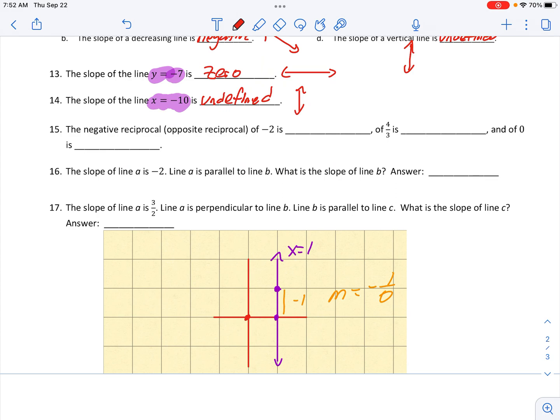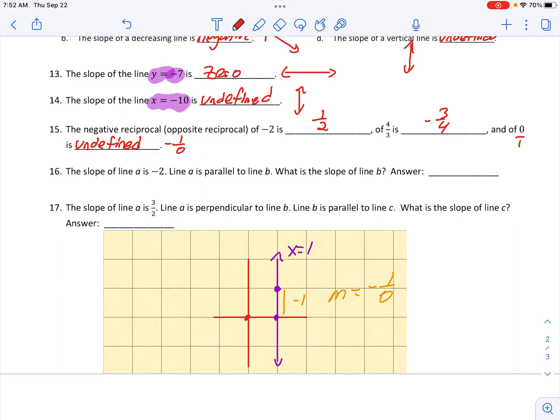The negative reciprocal, or opposite reciprocal of -2 is change the sign and flip it. 4/3 is -3/4. And 0, kind of the tricky one here. It's always over 1. And 1 over 0, change the sign: -1 over 0. So change the sign and flip it. And as I just said a second ago, can't divide by 0, so that is undefined.